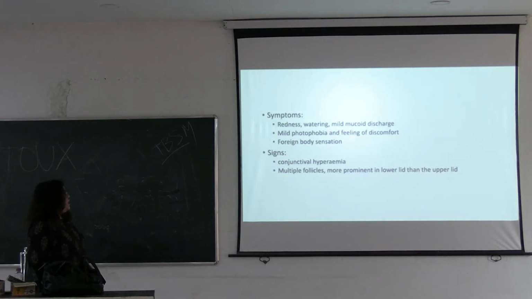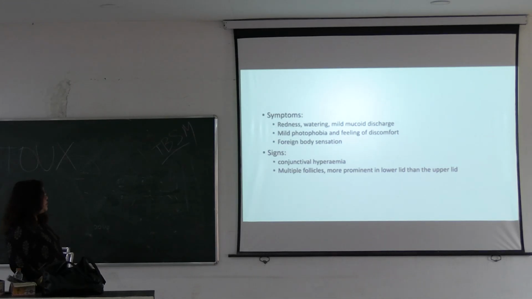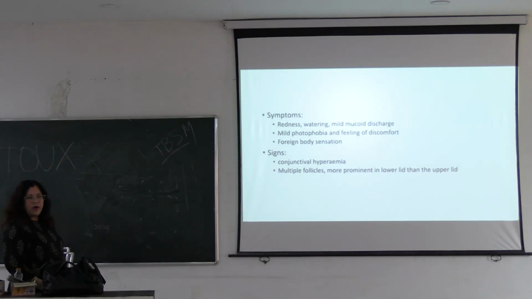Symptoms are the same: redness, watering, and mucoid discharge is present. Mild photophobia is present. If the patient goes in the sunlight, they feel discomfort, and there is foreign body sensation. Signs: conjunctival hyperemia is present. Its name suggests follicles, so multiple follicles are present, and more prominent in the lower lid and the lower fornix.